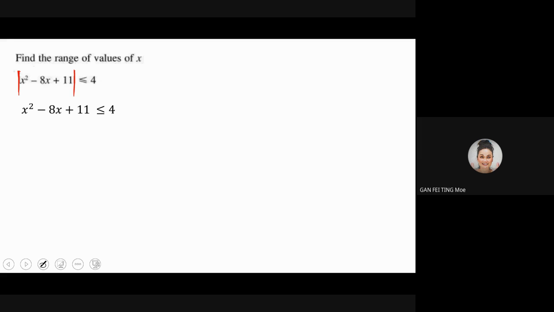So this is positive. This part is positive, right? And the other one, you should see that this is negative. Where it is negative, remain the modulus sign, the inequality sign. The inequality sign remains. Don't touch anything.